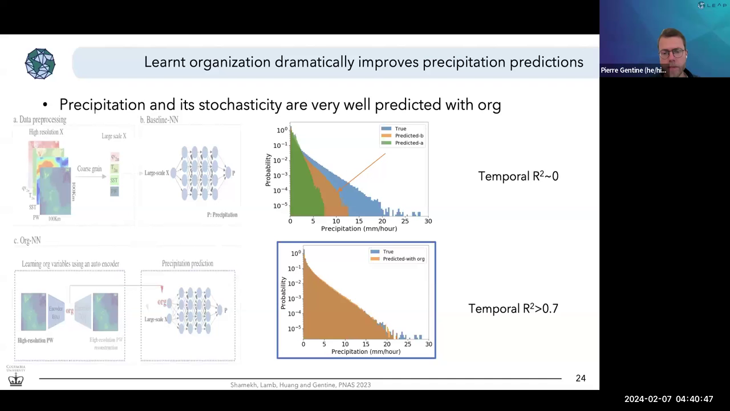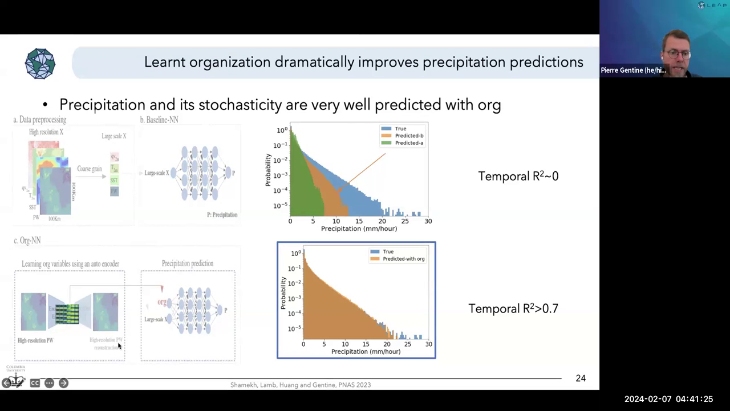Once we add this organization, we can show that, in fact, now we are spot on. We can predict extremes of precipitation really well. And on top of that, it's not just purely in terms of statistics, we really have skill in predicting in time and across space. And the R square is very, very high in that case. So what this means is that to predict precipitation, we don't need just the coarse resolution field, we also need the fine scale information, which is this organization. It's telling us that organization is a key component in explaining precipitation in simulations.